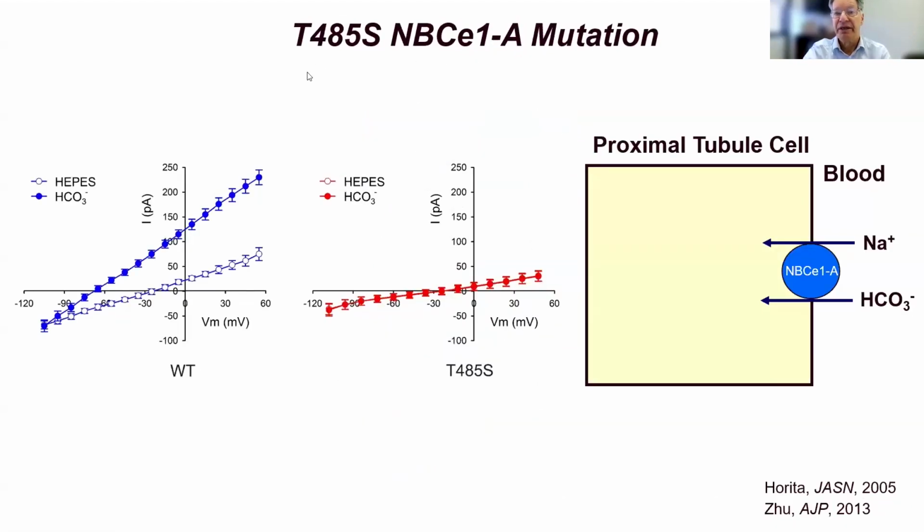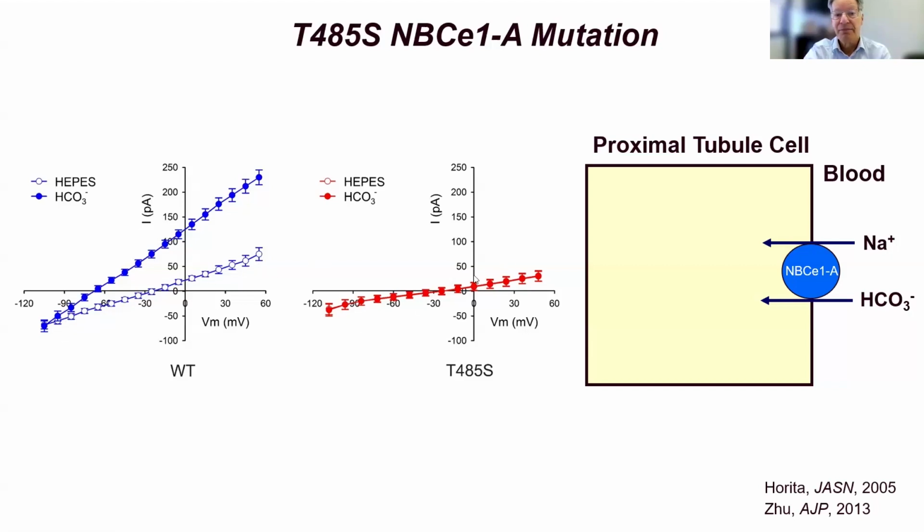This is one of the interesting mutations. It's a T485S mutation. It shows the electrogenicity of the protein. As I said before, because sodium and carbonate carry one negative charge, on patch clamp studies, these are some studies we did years ago, when you put the protein in a bicarbonate or carbonate containing solution, you can see the current here that is transported across the membrane.